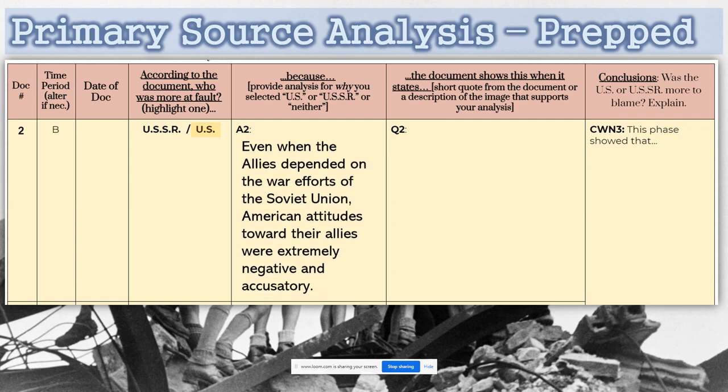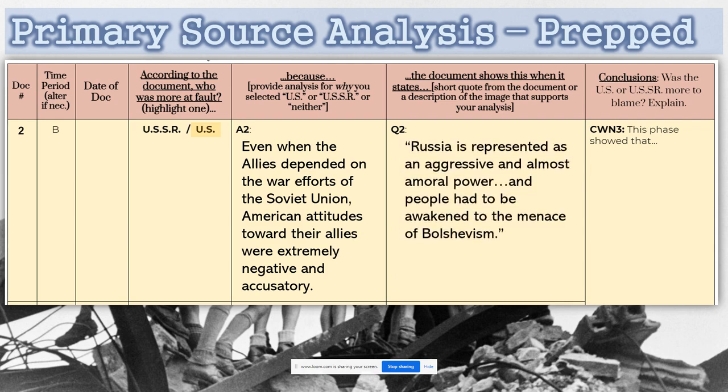Even when the Allies depended on the war efforts of the Soviet Union, American attitudes towards their allies were extremely negative and accusatory. How so? A document states that Russia was represented as an aggressive and amoral power. They have no morals. People have to be awakened to them, and he calls it a menace. Right? Here's this other country we're allies with, and they said they're a menace to society. They're a menace to the globe, and so forth. They're aggressive. They have no morals. And so despite working together, you're talking trash about someone while you're trying to work with them, right? That's not a good attitude to have at hand here.